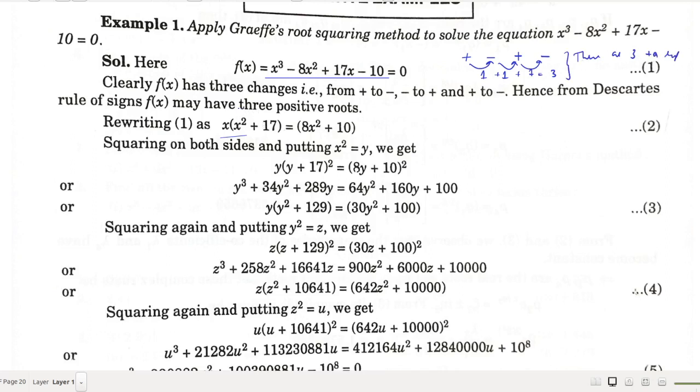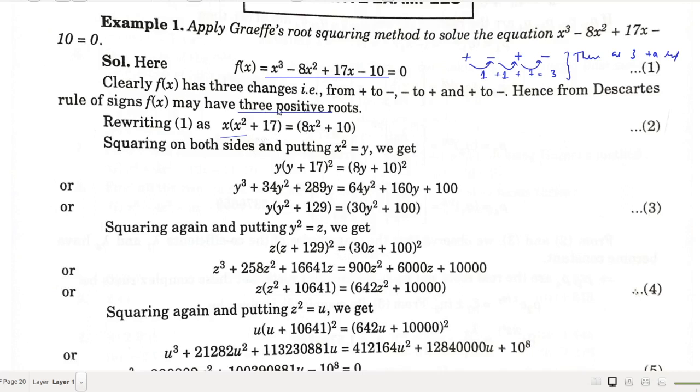So that is the observation from this inference. This equation f of x is a third degree polynomial. So we know that it has at most three roots, and we know that there are three positive real roots. So all the roots of this equation are real and positive. So we can find out all those roots.